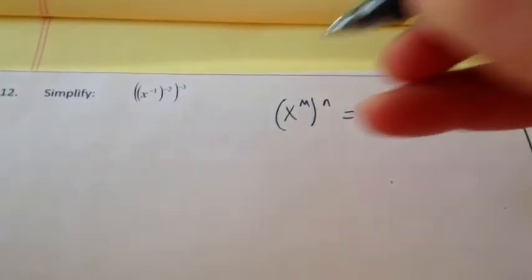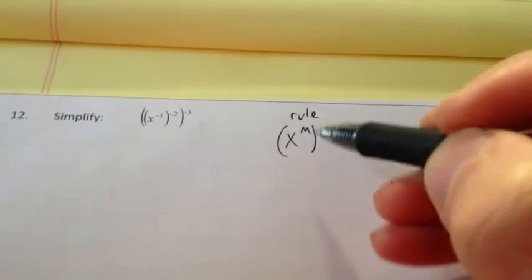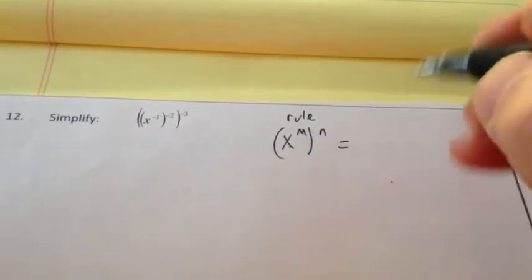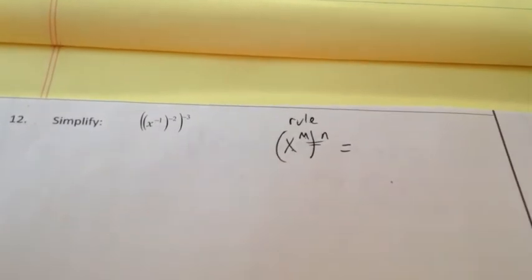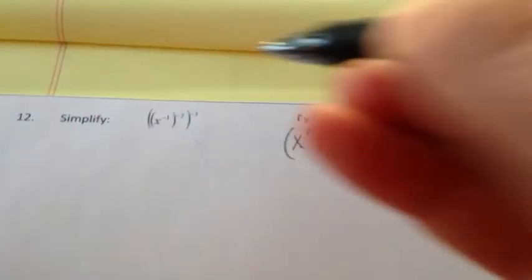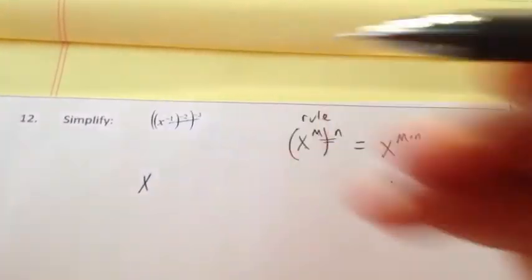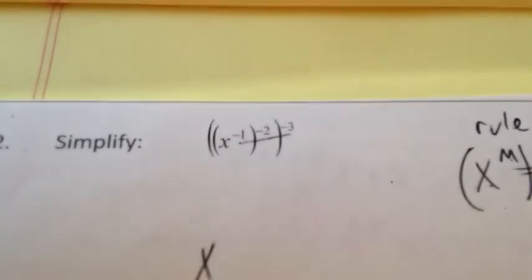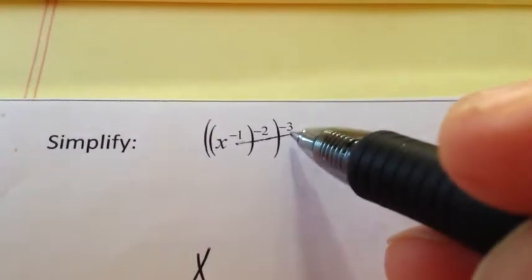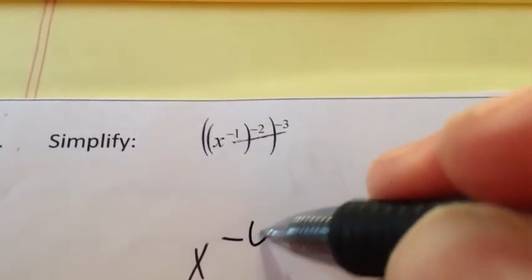Number 12, remember there's a rule that I gave you that said that if you have a base raised to an exponent, then raised to another exponent, you can multiply these two powers. So it becomes x to the m times n. Same thing here. A real quick way to do it is just to multiply all three of those numbers. So you get negative 1 times negative 2 times negative 3. So in that case you get positive 2 times negative 3, you get negative 6.